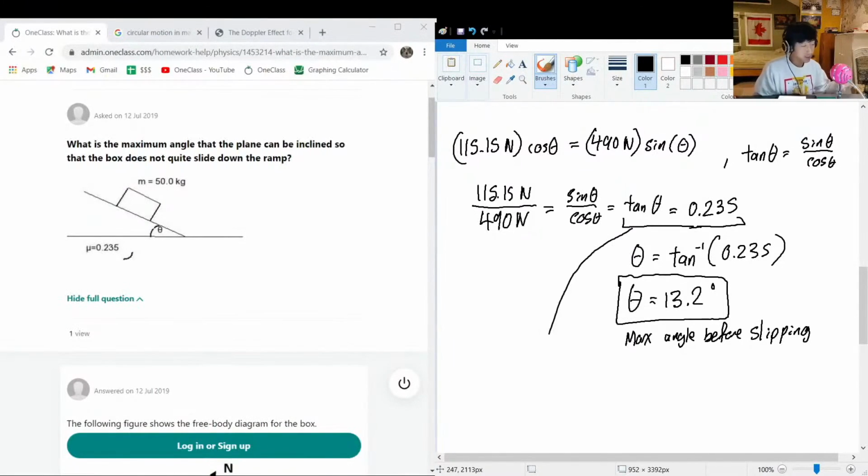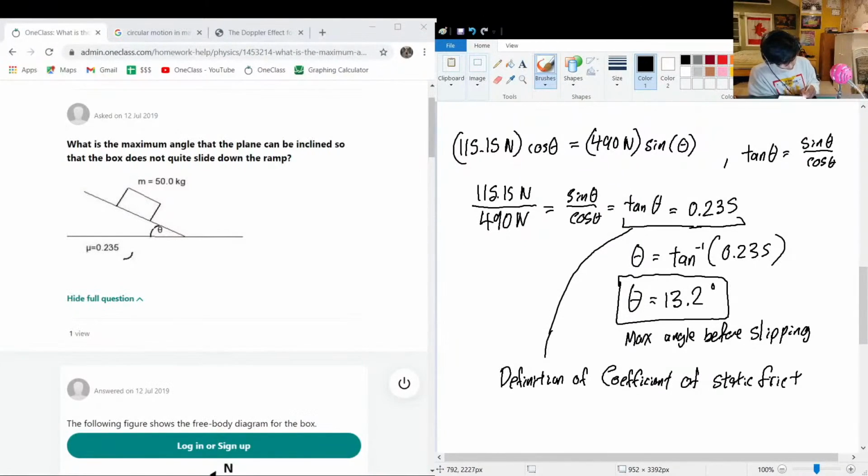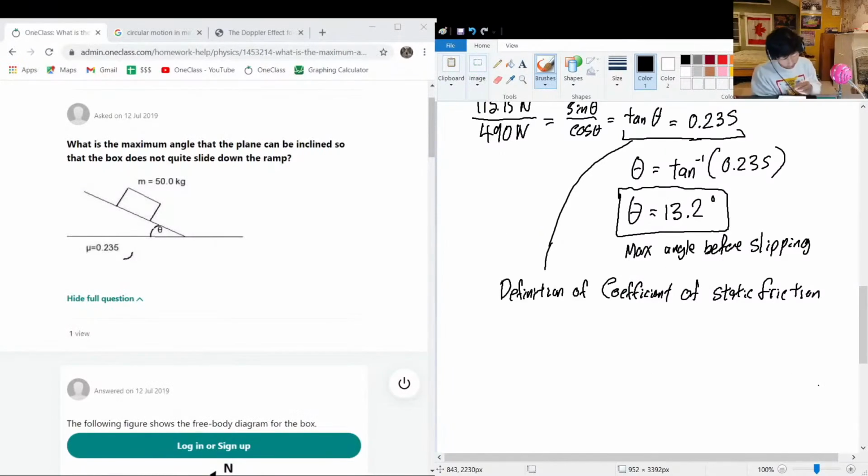So this whole process we showed is how this was originally derived, and if you get a situation like this on the exam, you're probably going to need to show your derivation. But this is the definition of the coefficient of static friction. Now it's important to specify the difference between static friction and kinetic or dynamic friction, but this is the definition of the coefficient of static friction.